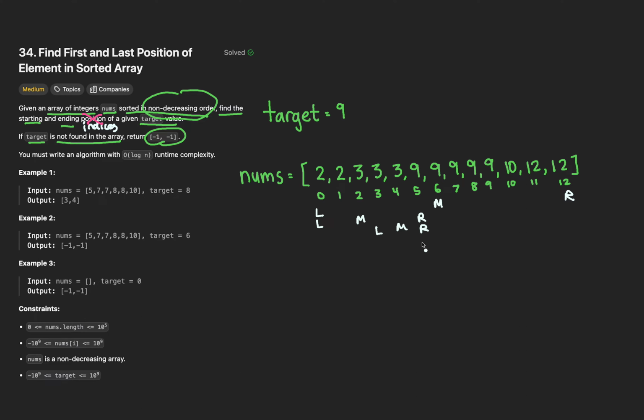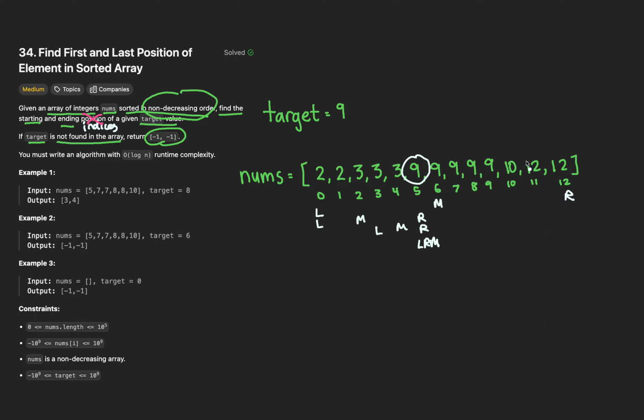On the next iteration, we find that all the pointers L, R, and M land on the same index, index 5. We have a 9, which happens to be the leftmost one. Do we stop here? According to our algorithm, no. We traverse left even if we find our target of 9. Or a bigger number than 9 for that matter.